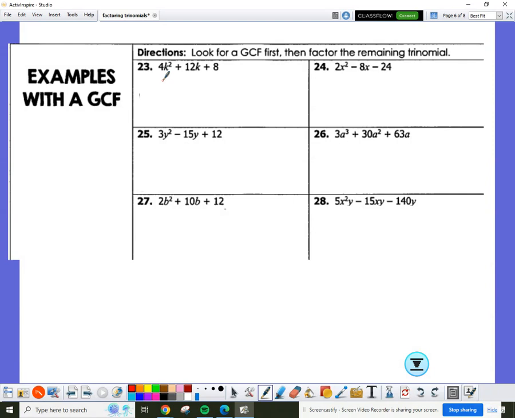So a nice way to tell, do I need to factor out a greatest common factor? Is there a number in front, or do they all share a variable? For this case, there is a number in front, and we notice if we look at all three terms, I can divide 4 out of 4, 12 by 4, and 8 by 4. So our greatest common factor for this first one is going to be 4. We're going to divide it out.